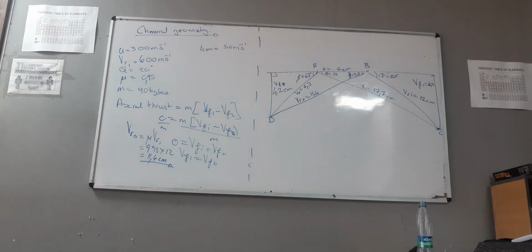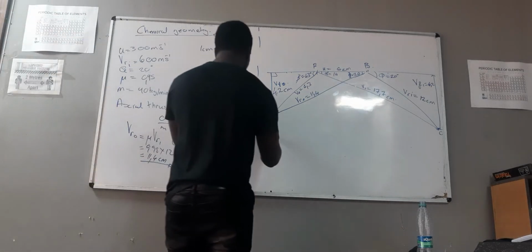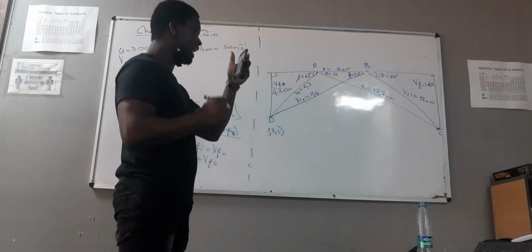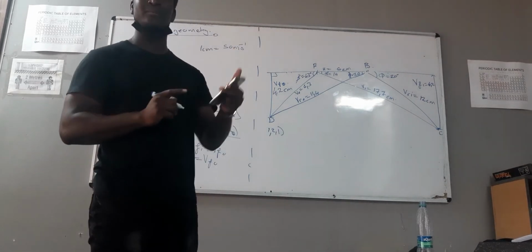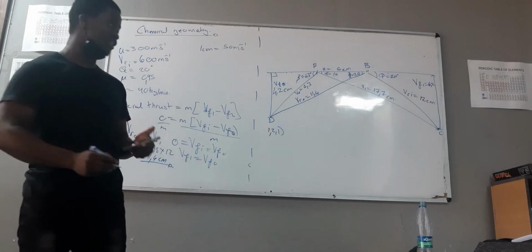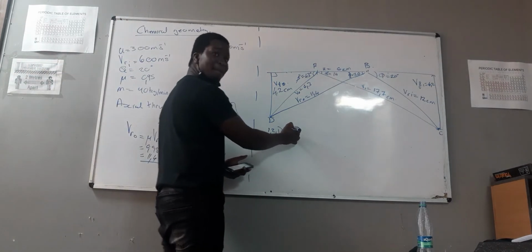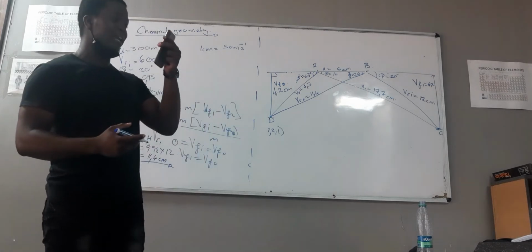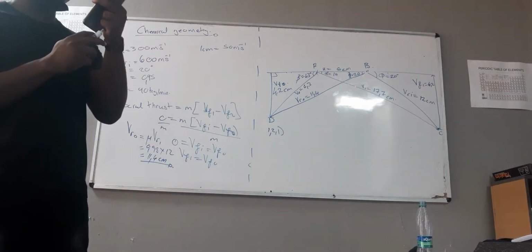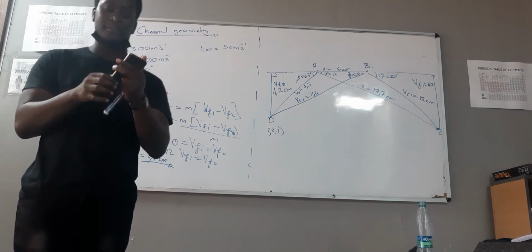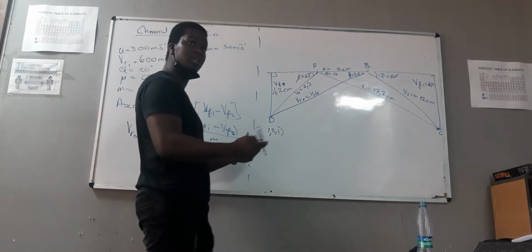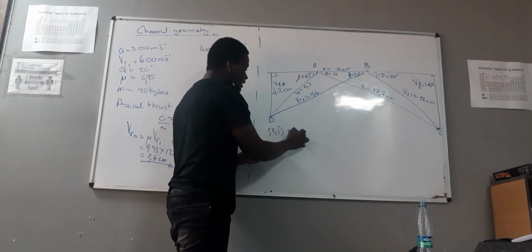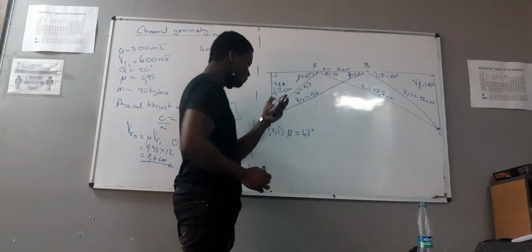Okay, let's answer the first question. Number 1.2.1: calculate the exit gas angle leaving the turbine. Which angle are we looking at? Determine the exit gas angle leaving the turbine. By the way, that's our beta. So our beta is equal to 43 degrees.